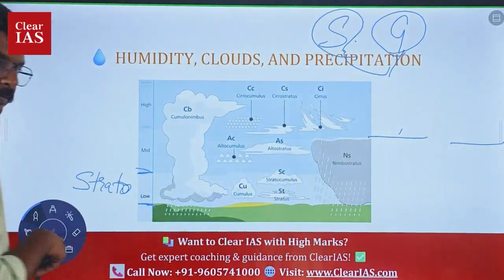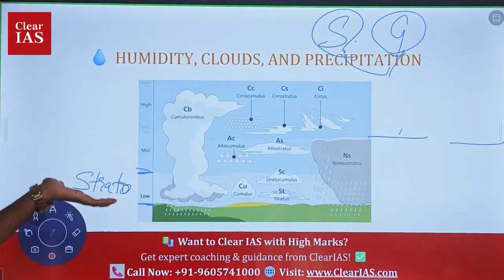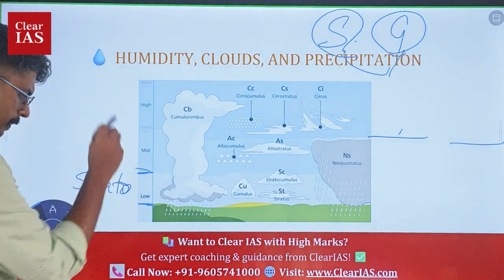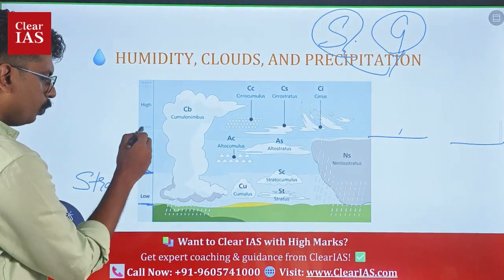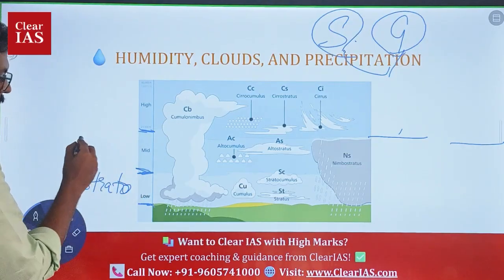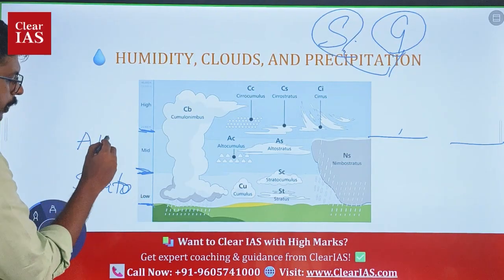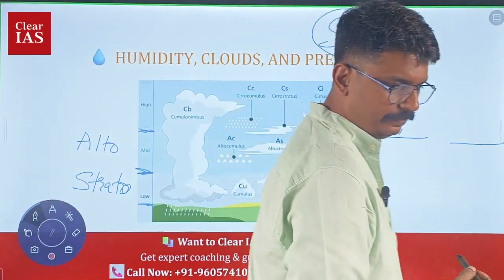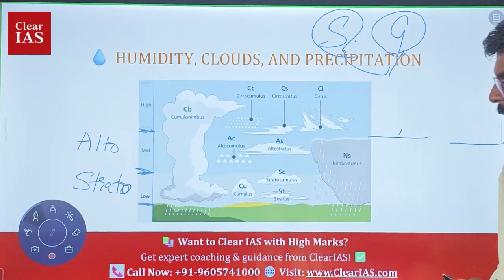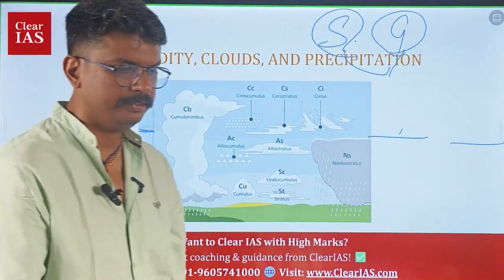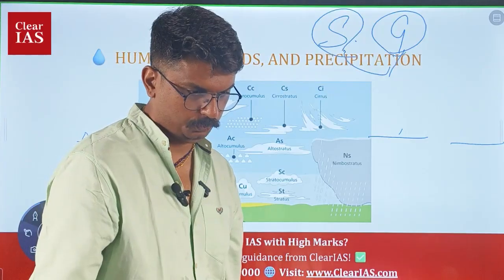Strato. Stratus is different, we'll come to that. This is strato. Done? Now, the second naming part: if the cloud is from 2 to, some books say 5, some books say 7, 2 to 7, the first name would be alto. So, strato, second is alto.